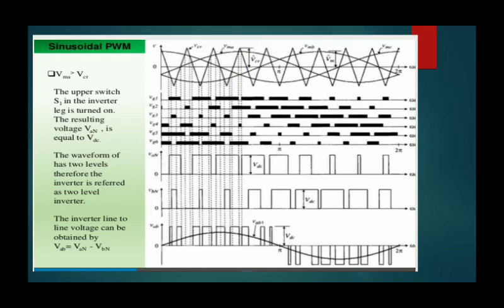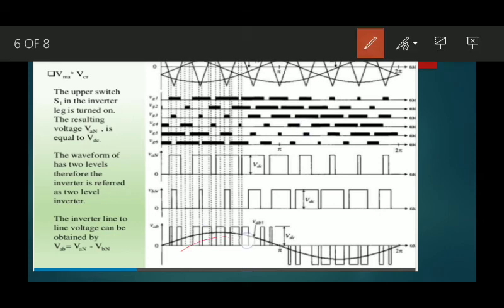The waveform of the two level inverter, we can feed it to the two level inverter. The inverter line voltage can be VAN minus VBN. Phase A and phase B subtract, and we will finally get a sinusoidal waveform here like this.